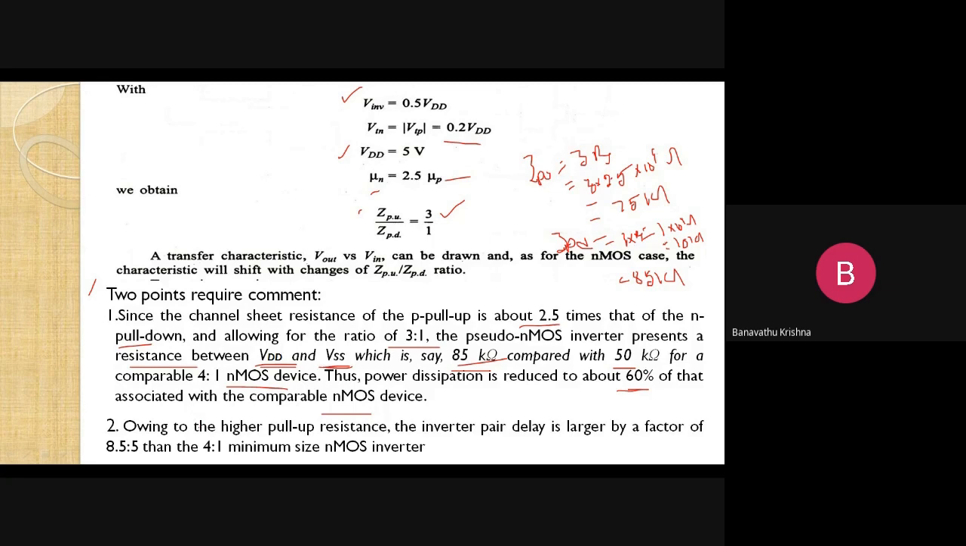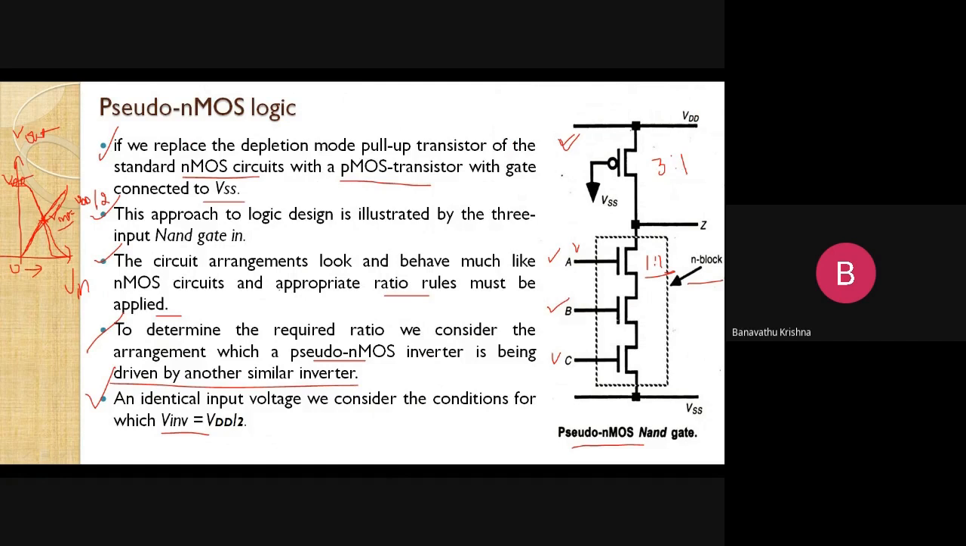And one more point here: with the higher pull-up resistance, the inverter pair delay is larger. With higher inverter pull-up resistance, the inverter pair delay is larger by a factor of 8.5 to 5 than the 4 to 1 minimum size NMOS inverter. Okay, so this is about the pseudo NMOS logic, right?